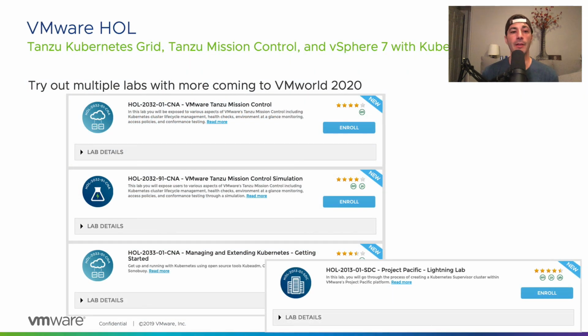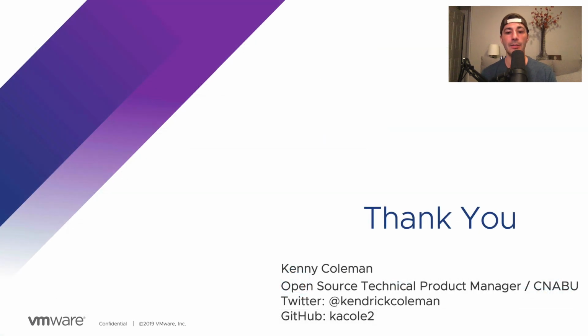And then we also have the VMware hands-on lab. There will be a Tanzu Kubernetes Grid hands-on lab that is going to start being built. However, there are already 2 for Tanzu Mission Control, and there's already a lightning lab for what was called Project Pacific, or what's now known as vSphere 7 with Kubernetes. So make sure you stay on top of the hands-on labs, and you'll see a new TKG one come out in relatively good time.